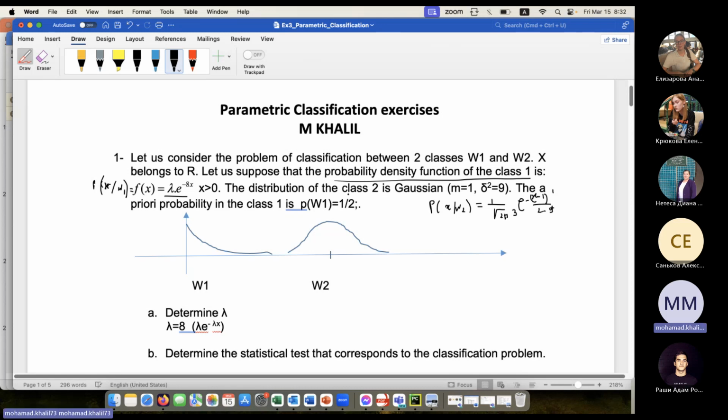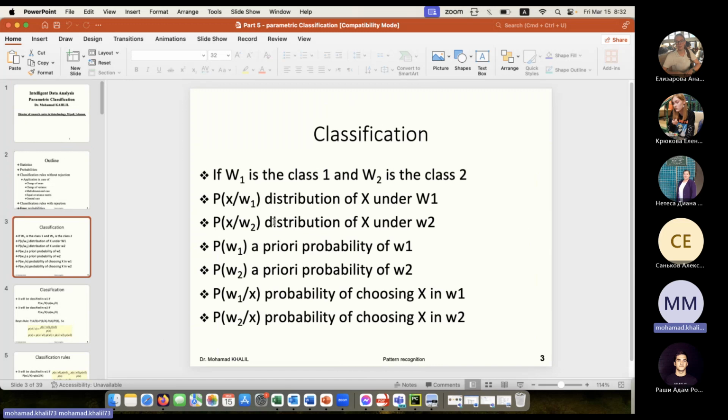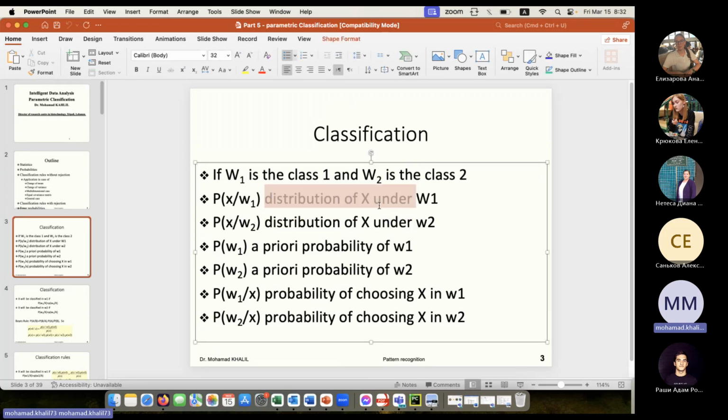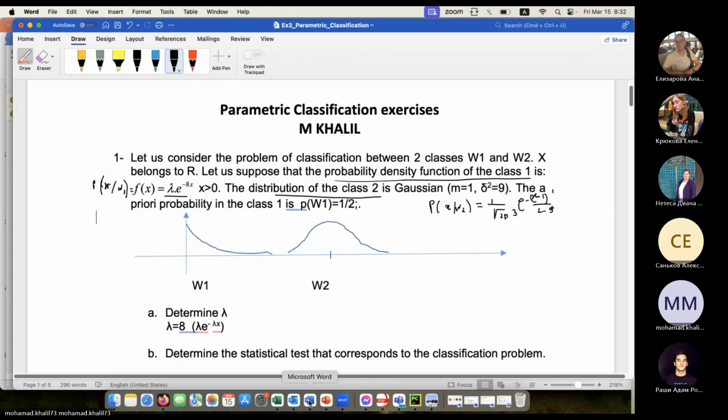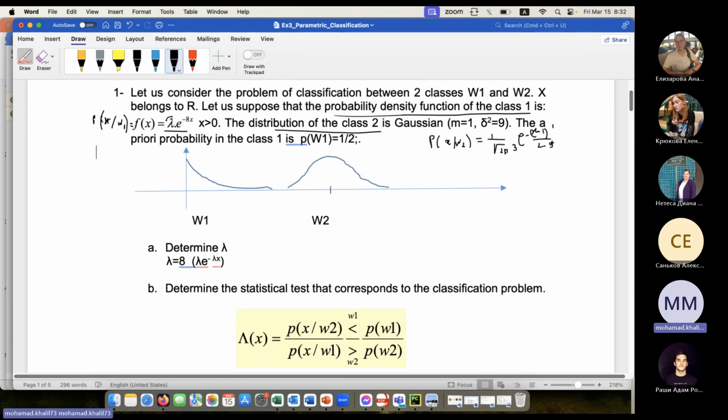So when you say the distribution of class 2 is Gaussian, because we have seen that P(x|omega 2) is the distribution of omega 2, and the distribution of omega 1 is P(x|omega 1). So here P(x|omega 1) is this one, and P(x|omega 2) is this one. So the question now: determine lambda, and determine the statistical test that corresponds to the classification problem. Okay, we have two questions. What is the value of lambda? And secondly, what is the equation of the classification test?